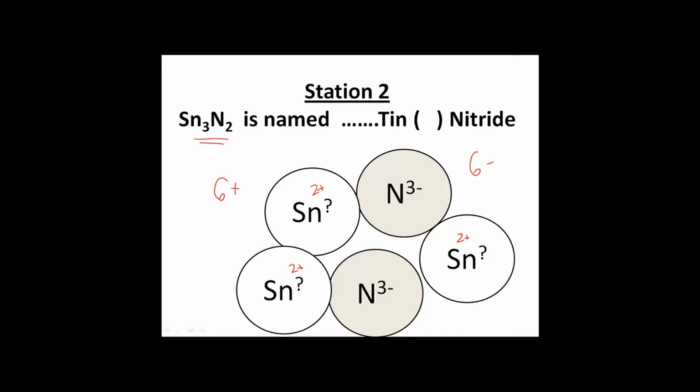How do I name this crazy compound? Well, Sn3N2 is named tin. And the Roman numeral is what goes inside here. Tin(II) nitride. Excuse my pen there. It's flying. I'm going crazy.